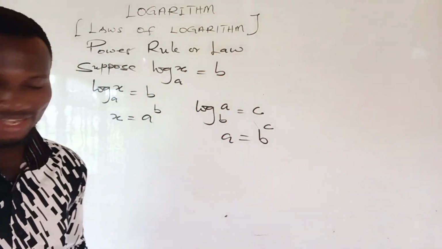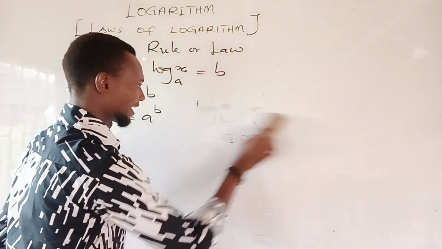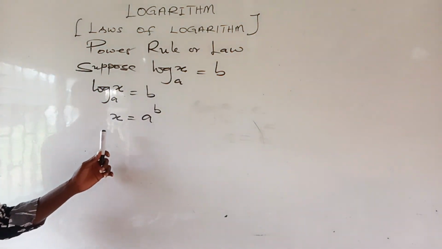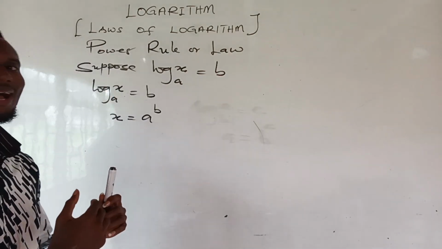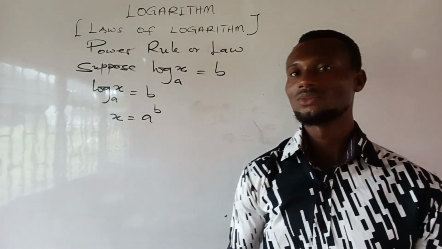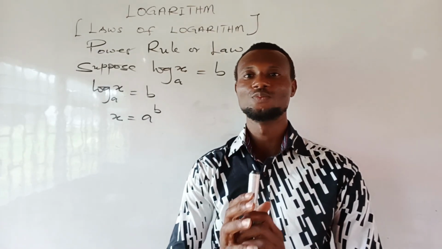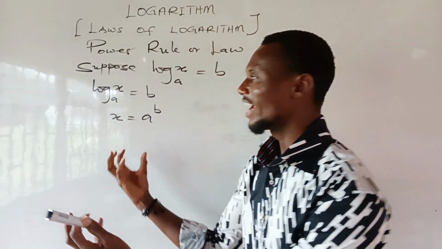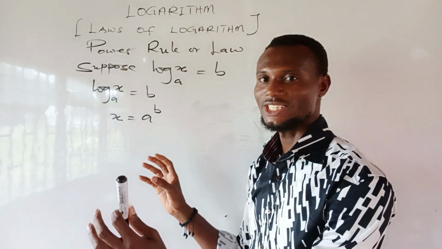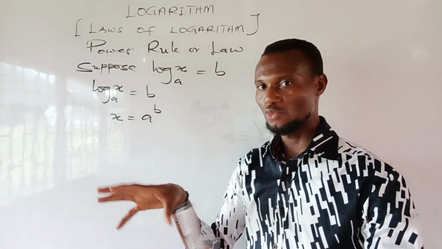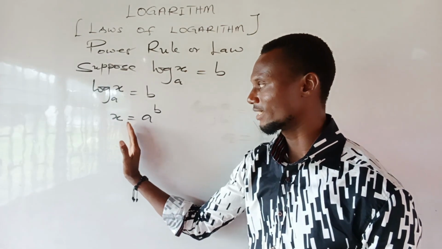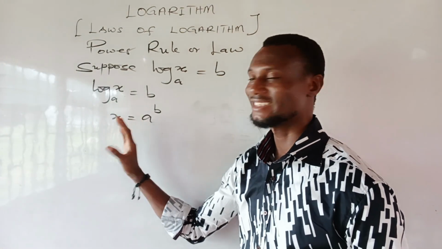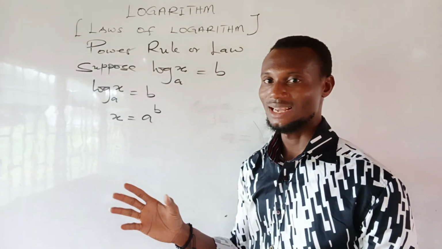So let me clean this from here and let's proceed with the proof. Now I have from here that s equals a to the power b. The next thing that we are going to do is raise each side of the equation to the power n. I'm going to repeat it one more time. I have s equals a to the power b. So the next thing is that I'm going to raise each side of the equation to the power n, as simple as that.